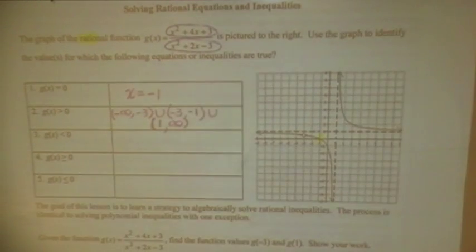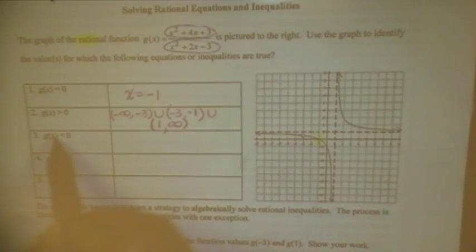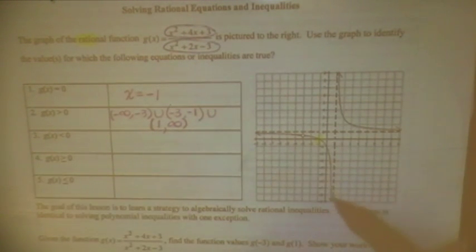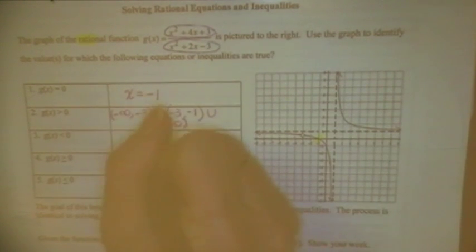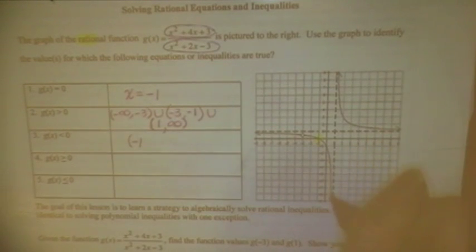All of these are parentheses because it said greater than, not greater than or equal to, and because that's an asymptote. You can't touch an asymptote. Alright, so then it asks, where is it less than 0? Well, everywhere else, which is just this one little strip from -1 to the asymptote, which is at 1.